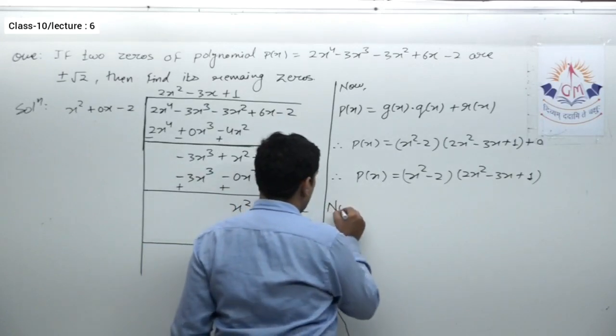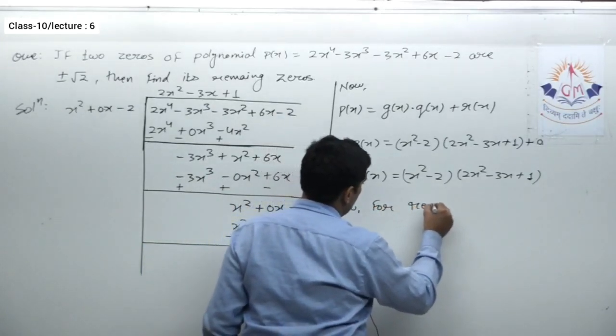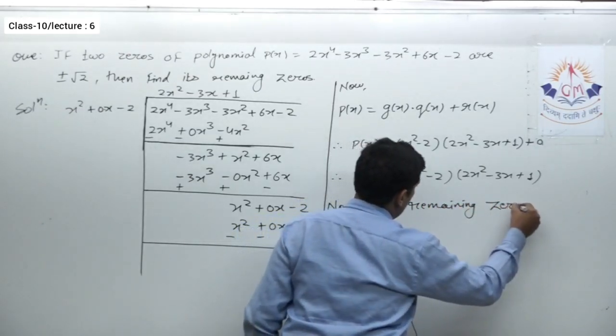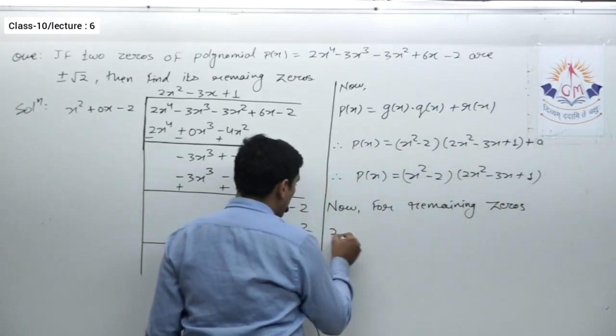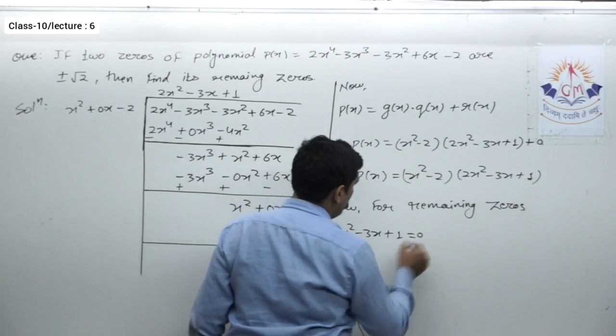So now, for the remaining zeros, 2x² − 3x + 1 is equal to 0.